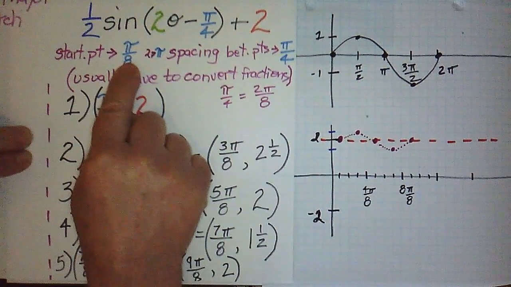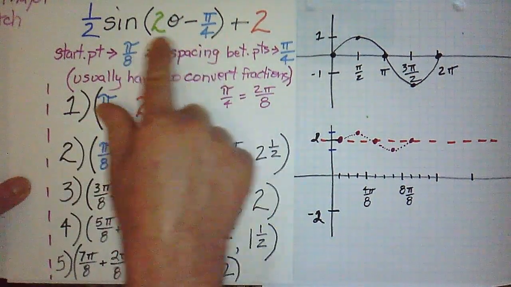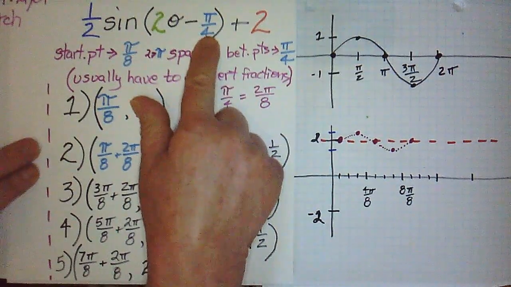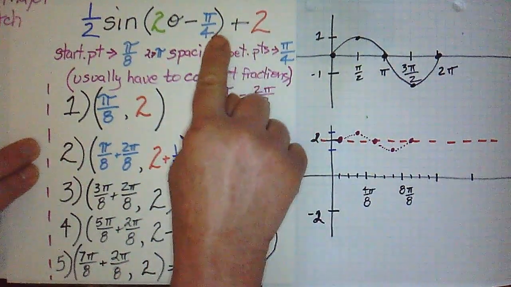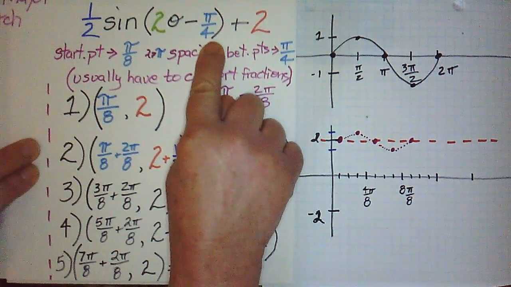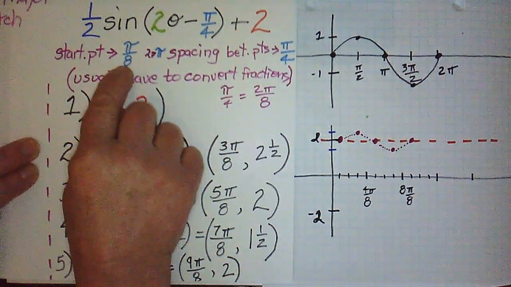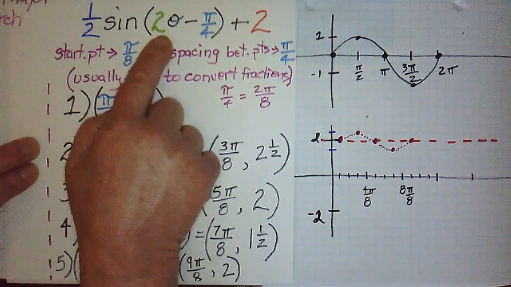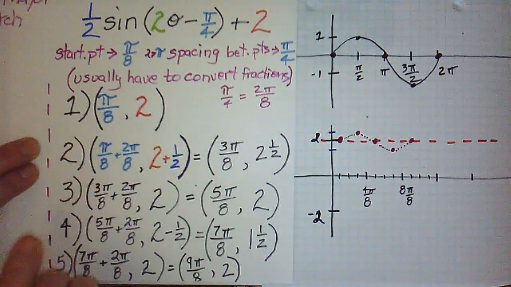Our starting point, which we also calculated by setting the argument to 0. All right, ordinarily sine graphs begin at 0, 0, but this one's being shifted to the right, pi fourths. So we have to account for that, and we did. We calculated that the starting point for our compressed graph is going to be pi eighths.